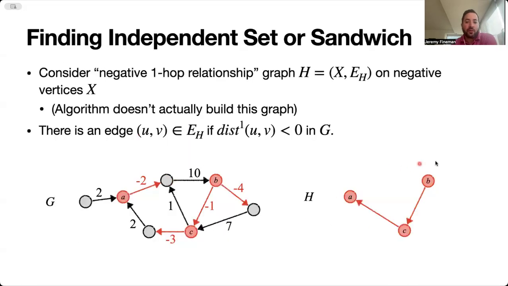Okay, let me introduce the second object here, which is the sandwich. I'll also talk about the independent set again. And here I want to think about the one-hop relationship graph. So if we have our original graph here, I'm going to build a relationship graph on the negative vertices in the original graph by adding edges between vertices in the relationship graph if there is a one-hop path of negative weight in the original graph. So here there's a one-hop path from C to A that has negative weight, so I'll put an edge from C to A here in the relationship graph.